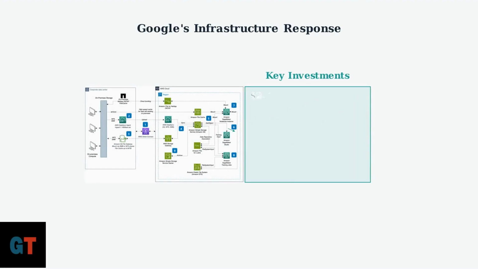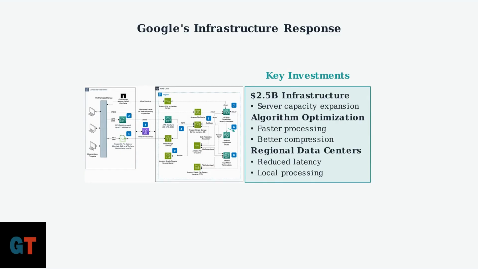Google has responded with significant infrastructure investments, allocating $2.5 billion for server capacity expansion. They are implementing algorithm optimization for faster processing and establishing regional data centers to handle high-usage areas.